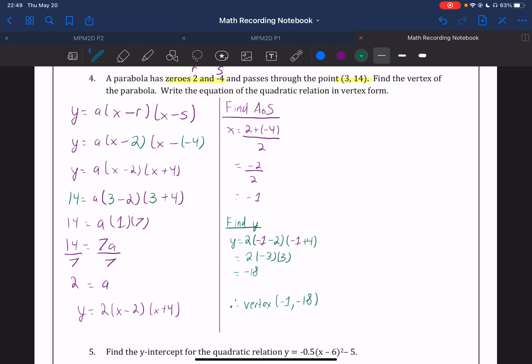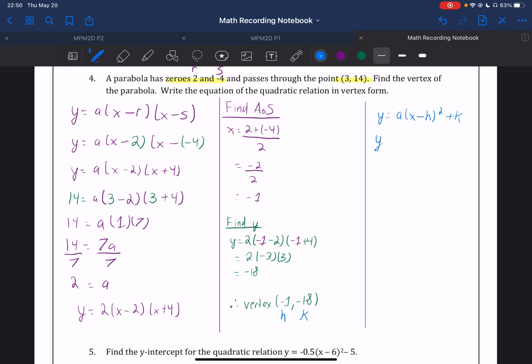So what we're going to do now is bring all this information together in our vertex form. So remember, our vertex form is y equals a bracket x minus h squared plus k. So this is our h, -1 from our vertex, and our y value of our vertex is our k. So let's start plugging that in. We also know that our a is 2 from our other equation.